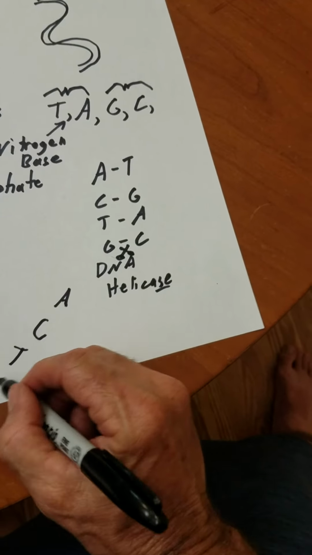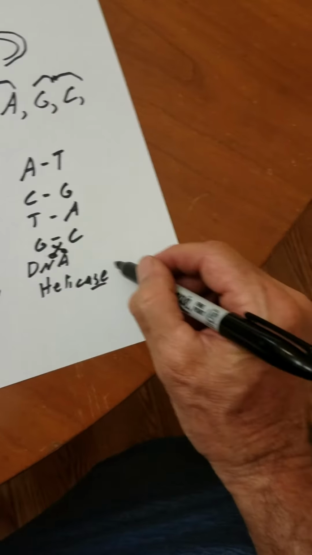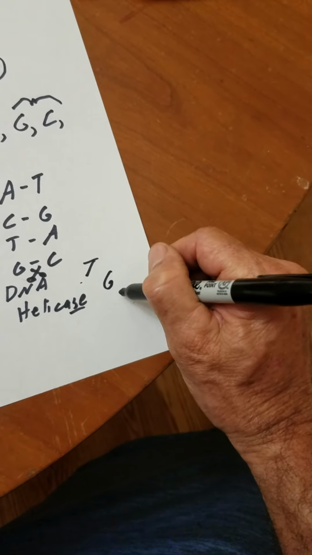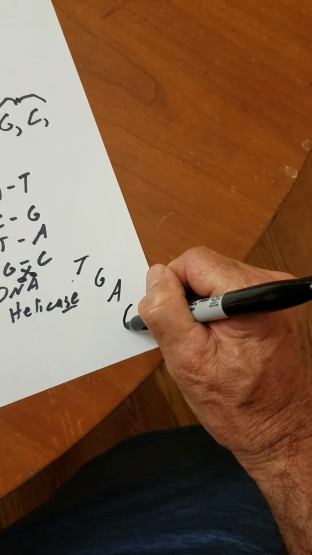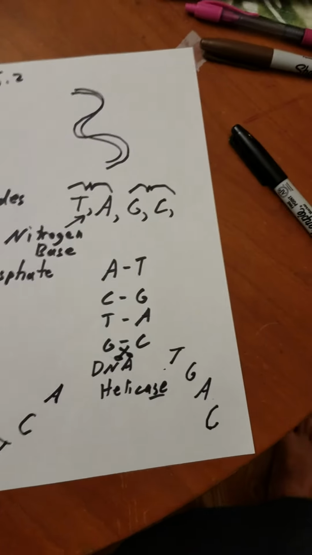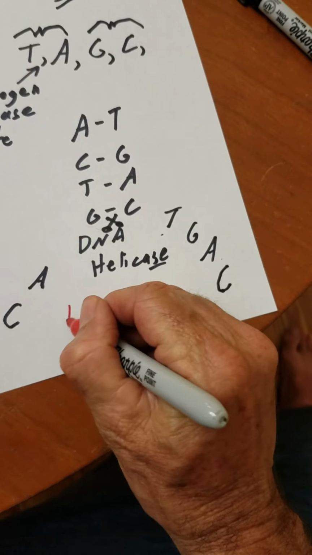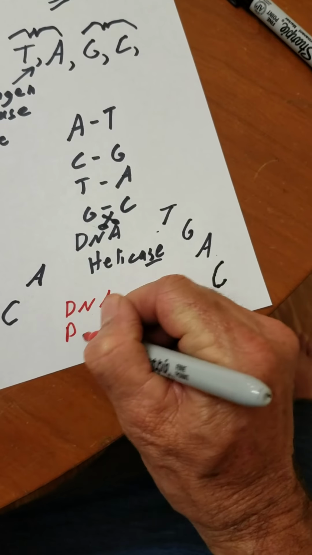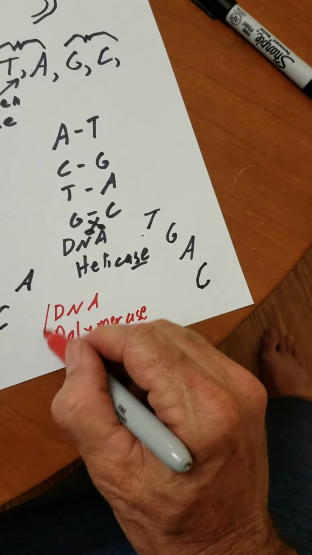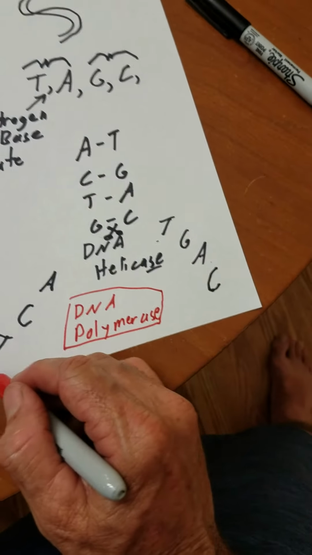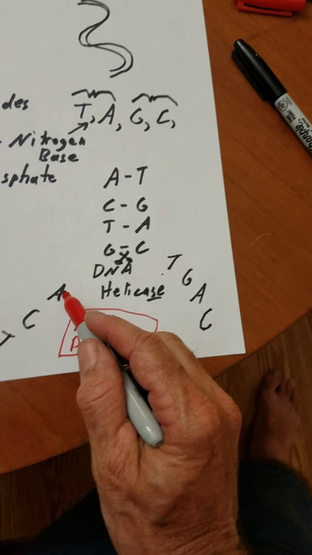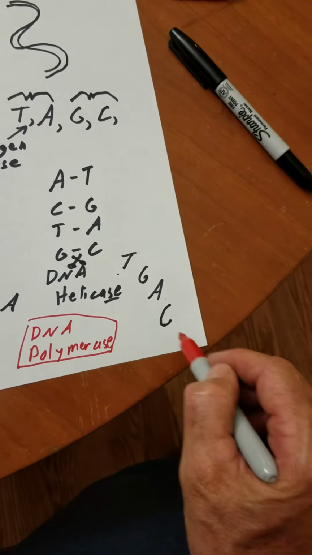A, C, T, G, and on this other side we've got T, G, A, C. Now there's another enzyme called DNA polymerase. And these polymerase enzymes come in and start building the nucleotides that match up with these old strand nucleotides.